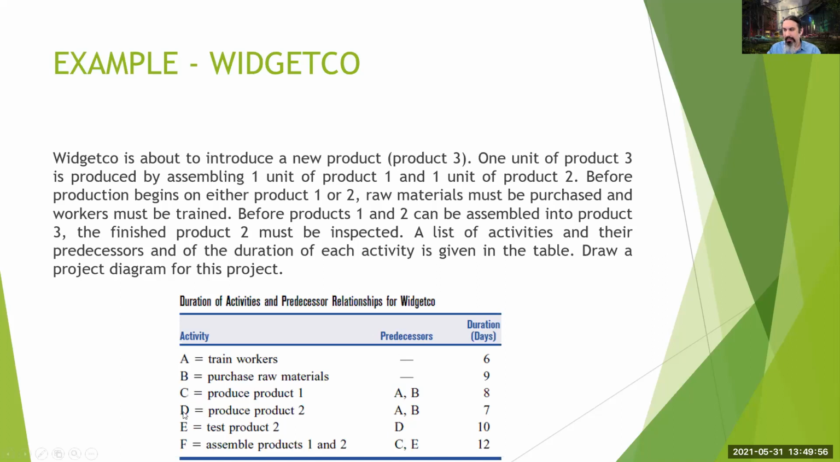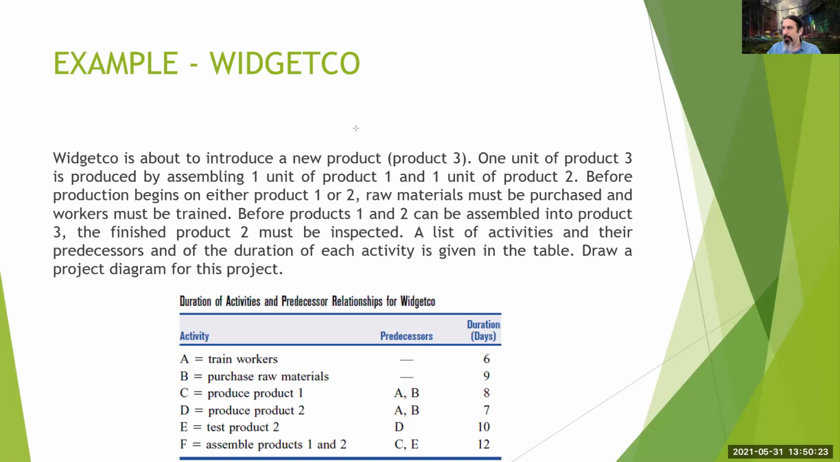Then C and D are both waiting for A and B. So A and B should be finished at some node, so that from that node, C and D can leave. Then E is waiting for D, so D is finished at a node and E is leaving from that node. And F is waiting for C and E, so at one node, C and E will have both finished and F will leave. Okay, let's try to draw this one.